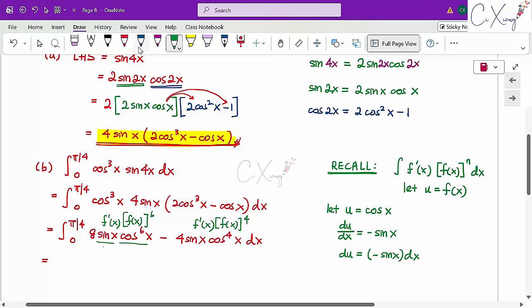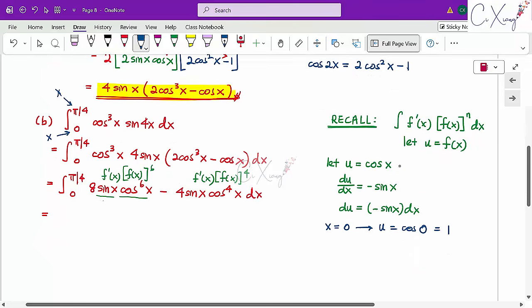Besides that, you also need to change the limit, right? All the limits here are in x. You have the lower limit x equals 0, and the upper limit x equals pi over 4. So you need to replace the limit as well. If x equals 0, what will happen to your u? Your u is cos 0, and then you have 1.